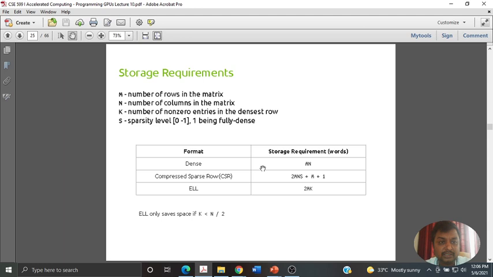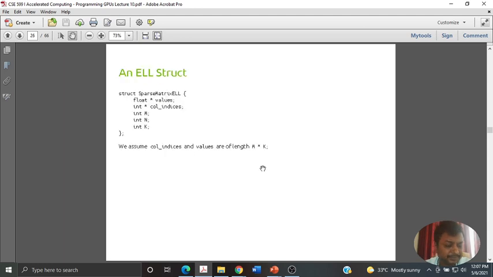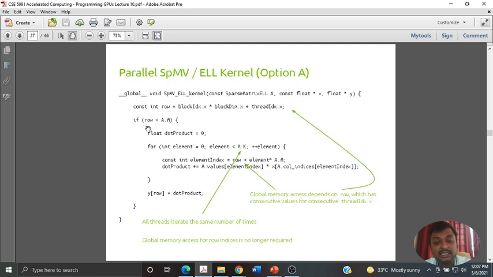There is no separate row as in the case of CSR format. So there are column indices, there are values, m and k. K is the largest row, or the number of non-zero elements in a row wherever the largest non-zero elements are present. So that is showcased. So that is your ELL representation.